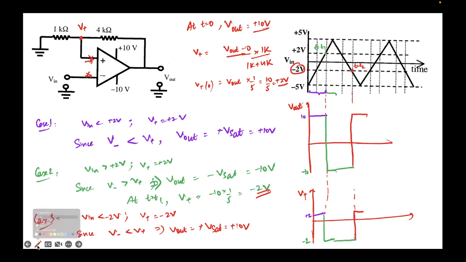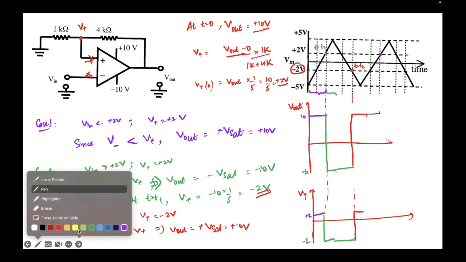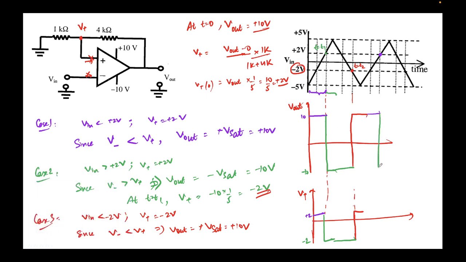Now in the next cycle, this will remain high. When this time comes over here, this will continue to be like this. And then when the input voltage again crosses plus 2 volts, because that is now the reference, the circuit will again switch, as I'm denoting in green. This will again switch like this, correspondingly this will switch, and then this cycle will continue. So you can clearly see we have converted a triangular waveform into a square waveform. The voltage limits are decided by plus V sat and minus V sat, because the output voltage cannot be arbitrarily high. It has to be clamped to these saturation voltages.